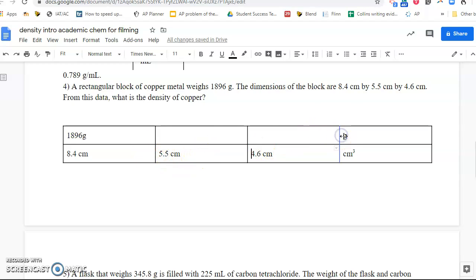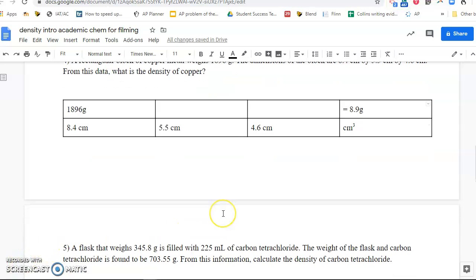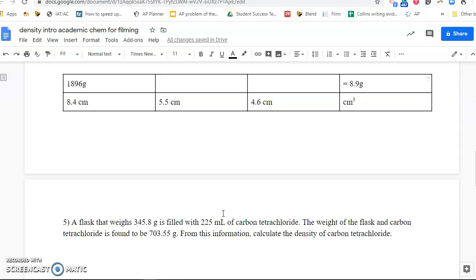So I'm ready to calculate. To 2 sig figs, that would give me 8.9 grams per cubic centimeter. Okay, so that's how you use or create factor label problem solving in a Google Doc.